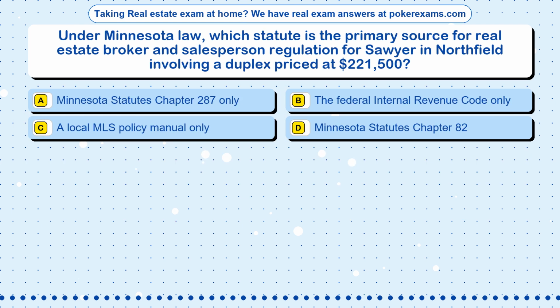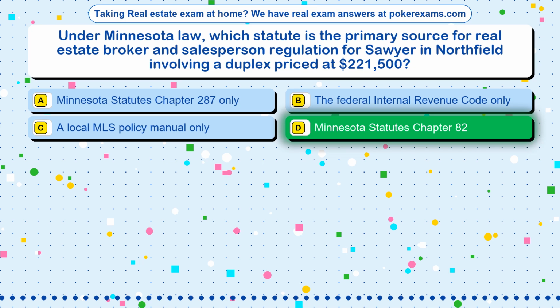Question 96. Under Minnesota law, which statute is the primary source for real estate broker and salesperson regulation for Sawyer in Northfield involving a duplex priced at $221,500? Option A, Minnesota Statutes Chapter 287 only. Option B, the Federal Internal Revenue Code only. Option C, a local MLS policy manual only. Option D, Minnesota Statutes Chapter 82.